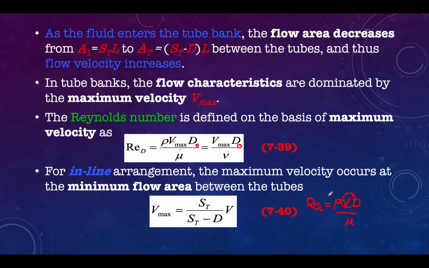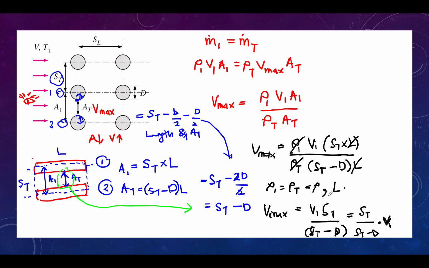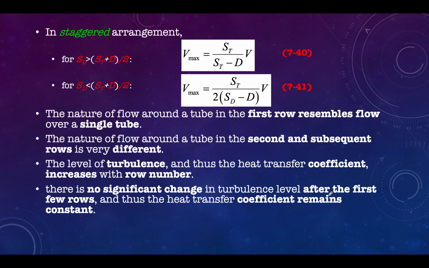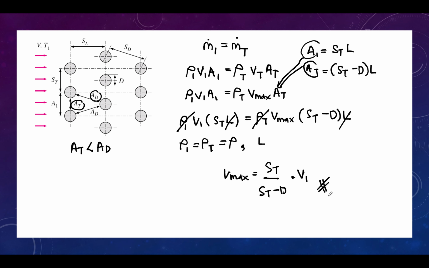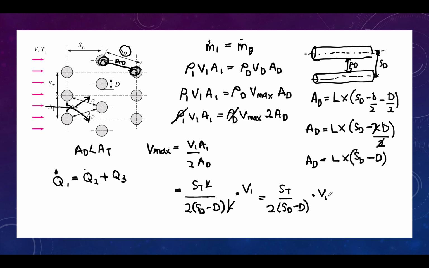With the condition, first the arrangement of the tube, either it is in line or staggered, and then under staggered we have two different equations. For the first one, if AT is much lower than AD, therefore V maximum will occur at AT. And then we have the second condition where AD is much lower than AT and V maximum will occur at AD.